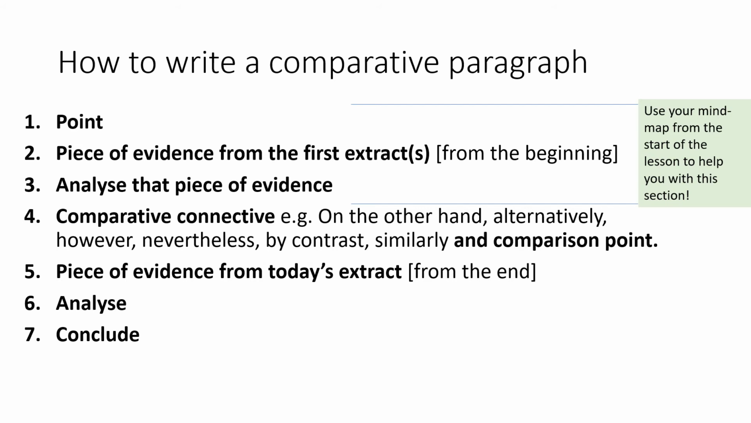You will need to do, overall, an initial point. You could use one of those adjectives from before: Gawain is presented initially as being X. Then a piece of evidence from the first extract. Analyze that piece of evidence. Use a comparative connective, such as on the other hand, alternatively, however, etc. And a comparison point, which we'll mention in a moment.